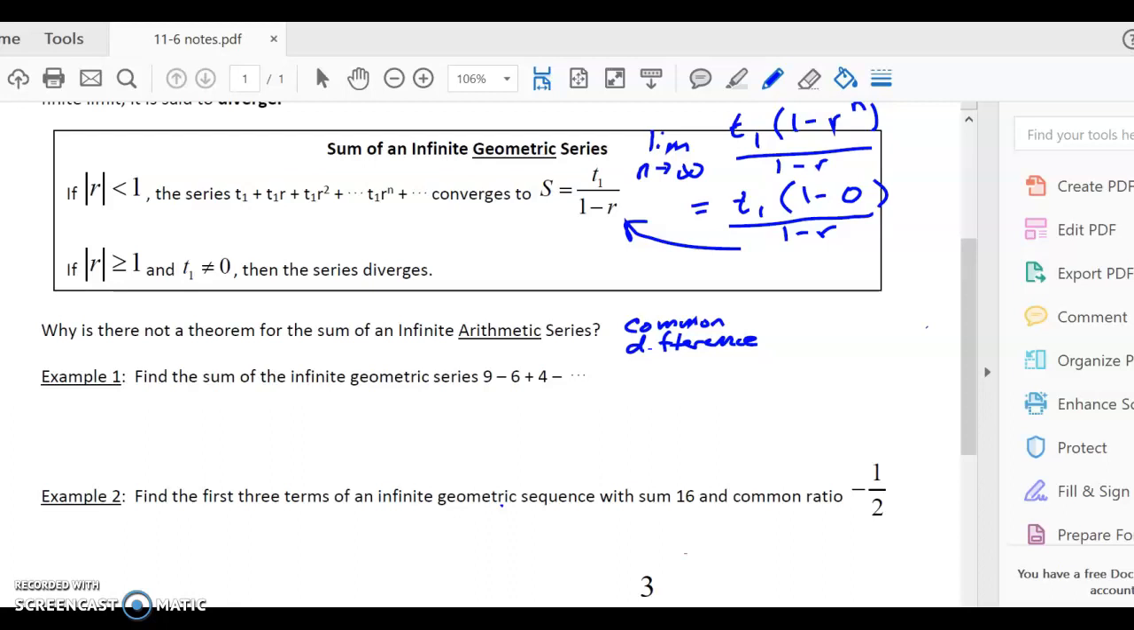Find the sum of the infinite geometric series, 9 minus 6 plus 4 minus dot dot dot. In this problem, we recognize that r is equal to the second term divided by the first term, so it's going to be negative 2/3, because negative 6 divided by 9. We can use the convergent sum formula because the absolute value of r is less than 1. The first term is 9, over 1 minus negative 2/3. And so, doing the math, we get 27/5.